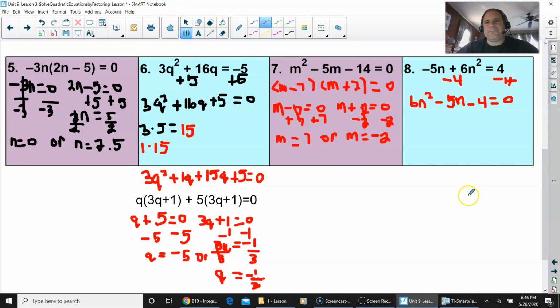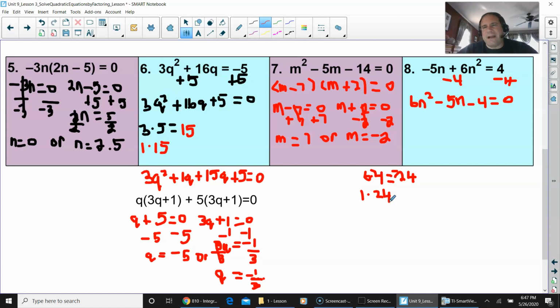So I'm going to put over here 6 times a negative 4. 6 times 4 is 24. And by the way, it's 6 times negative 4, so it is negative 24. So you're looking for factors that multiply to negative 24 and add to negative 5. So I'm going to start with 1 times 24. I'm going to worry about the negative later.